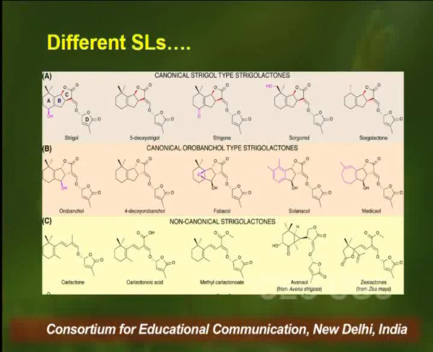So here you can see different types or classes of strigolactones. First one is the strigol type, wherein you can see the conjugation of A, B and C. The second one is the orobanchol type, and the third category is the non-canonical type of strigolactones, wherein you can see that rings B and C are absent. It has an open nucleus.